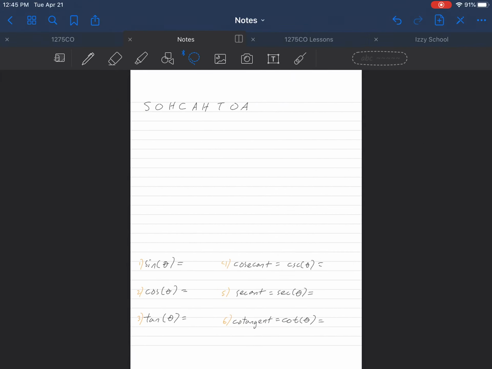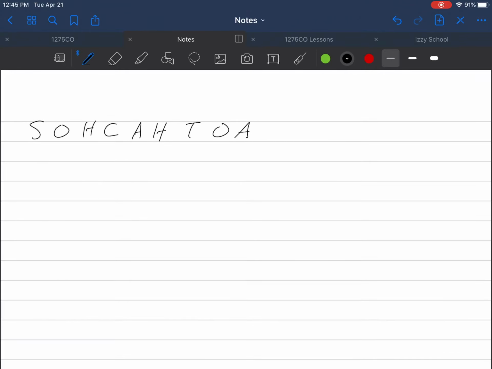Right, so let's get into SOHCAHTOA, which is a mnemonic device. SOHCAHTOA stands for the sine is equal to opposite over hypotenuse. Right, that's what SOH stands for. C stands for cosine.